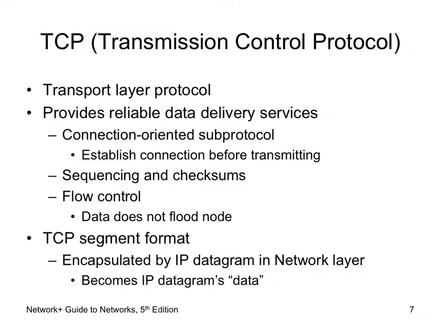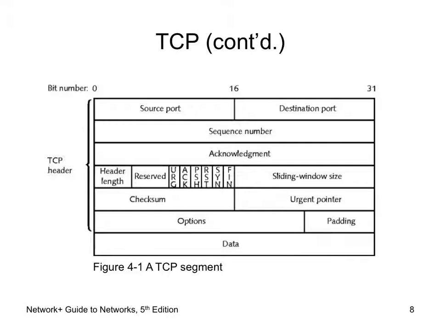The TCP segment format is encapsulated by the IP datagram, and it becomes what's called the IP data, or the payload of the packet. So here's a screenshot of a TCP segment. I'll circle a couple things that are important. This is actually for version 4, TCP/IP version 4. The data will be the very bottom one. That's the payload, the important part of what's being sent.